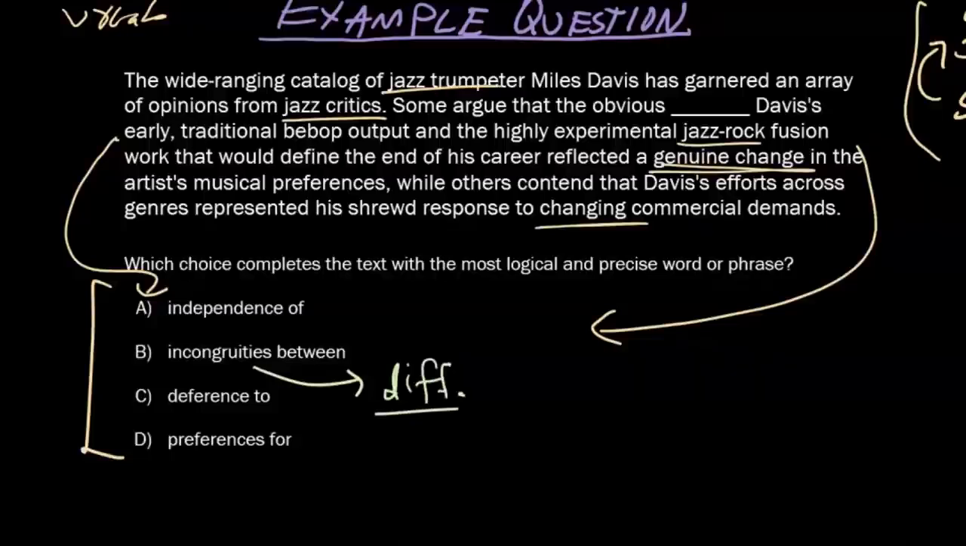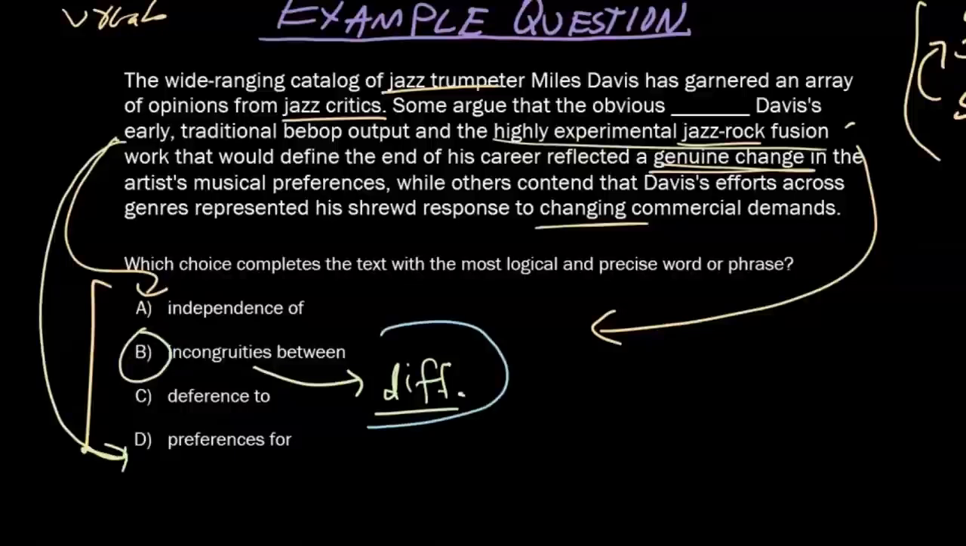All right. Now, deference to. Some argue that the obvious deference to Davis's early traditional bebop and the highly experimental jazz rock fusion work that would define the end of his career reflected a genuine change. Well, deference to doesn't really make sense there. He's not deferring to anything, right? If anything, he's deferring to this because that's what he eventually switches to. Some argue that the obvious preferences for Davis's early traditional bebop and the highly experimental jazz rock fusion work that would define the end of his career reflected a genuine change. Well, preferences for doesn't really make sense either, especially because if he had a preference for this, he wouldn't choose a switch, right? So the answer should be this one, just by process of elimination here, right?